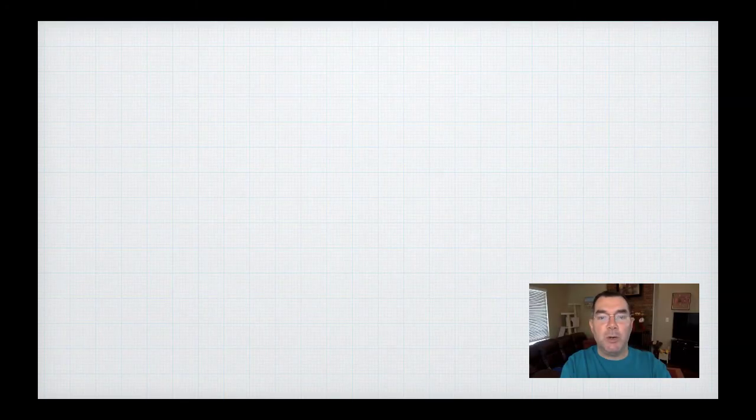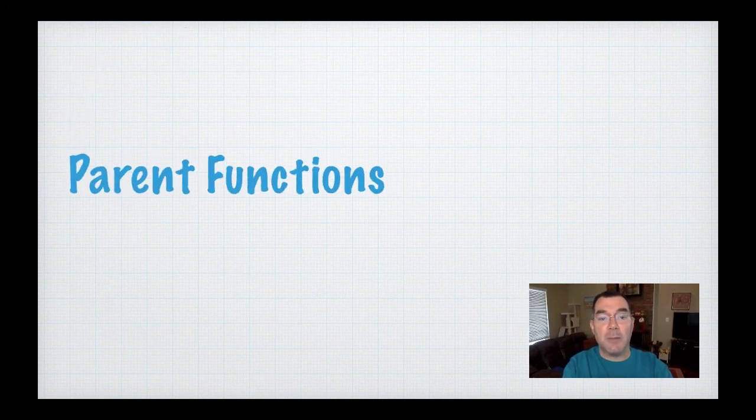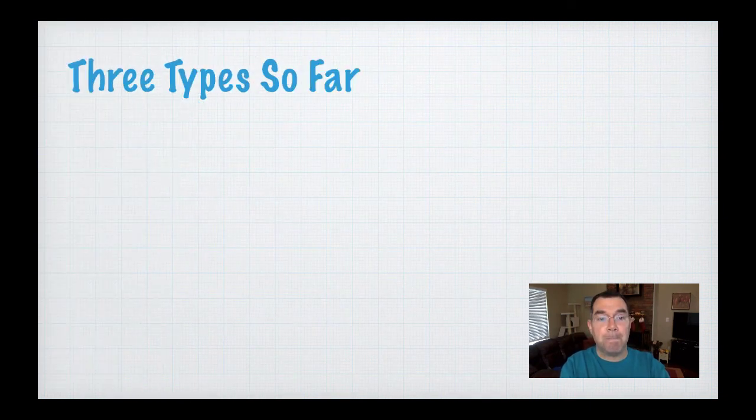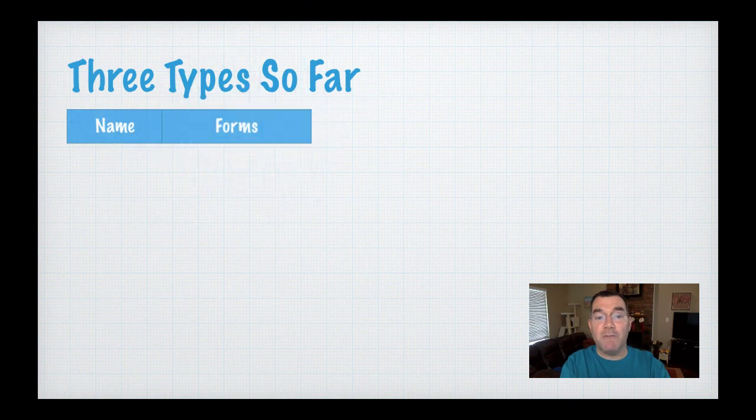Hello again. We are going to begin talking about modeling behavior based on the functions that we've learned. So let's talk about those functions, and we're going to begin by talking about the parent functions in each of those families. So we've talked about three so far, and we've talked about the different forms of writing those equations, and we've also talked about the shape of the graph. So let's review all three.